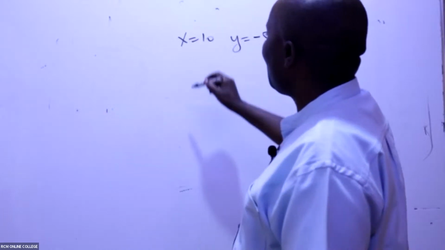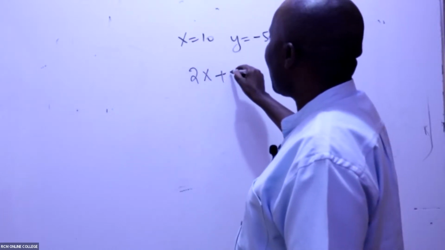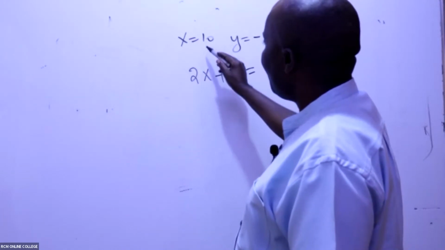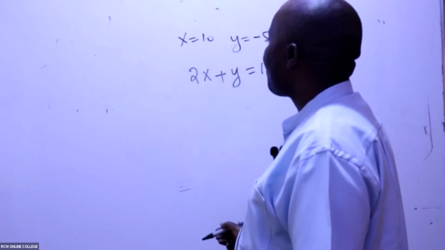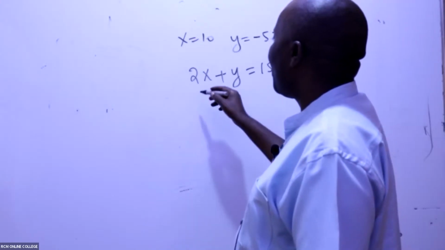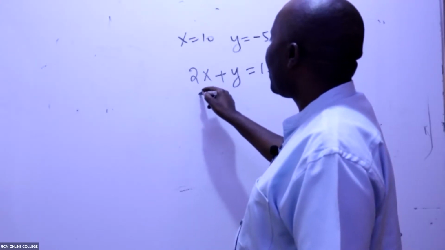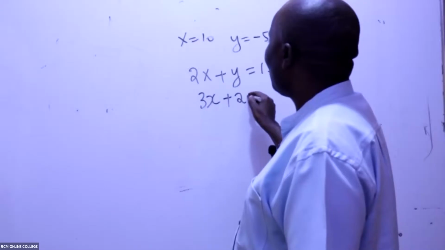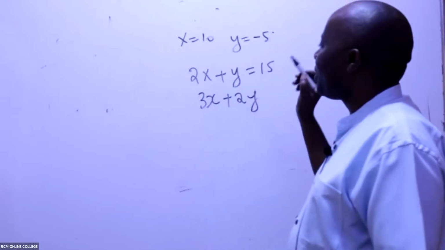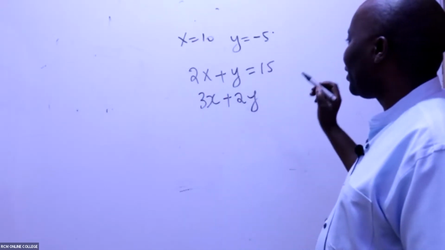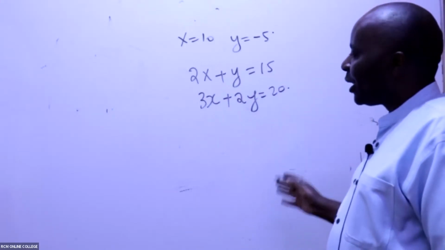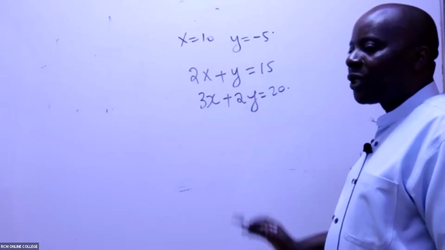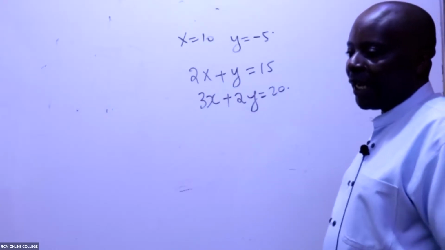Let's form equations. So 2x plus y. So this will be 20 minus 5. So this is 15. And then we have here, for example, 3x plus 2y. So this will be 30 minus 10, 20. So if you're given these two equations, and then somebody tells you, hey, use Cramer's rule. Give me the value of x.